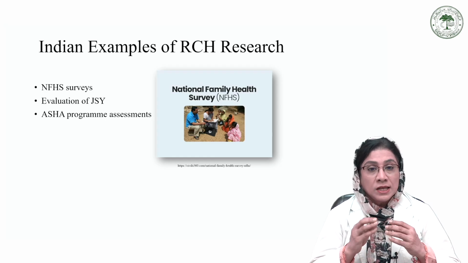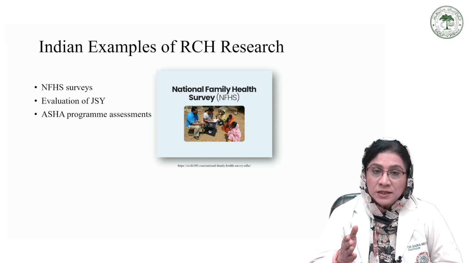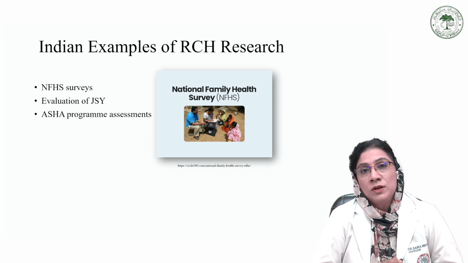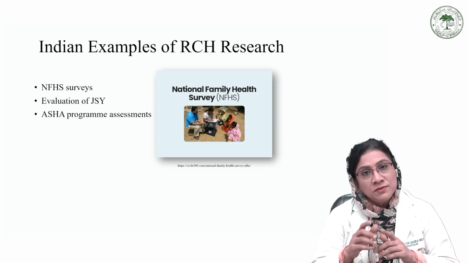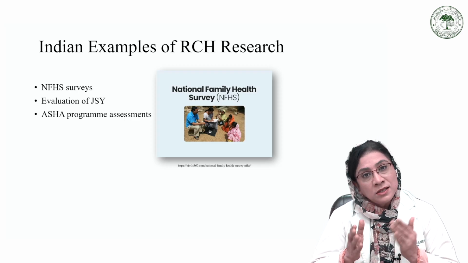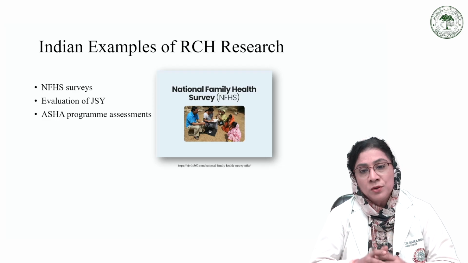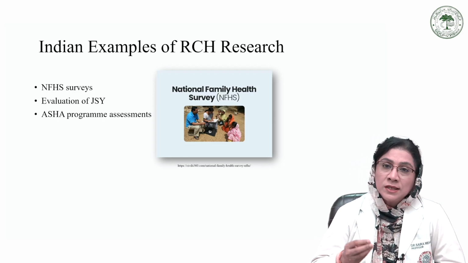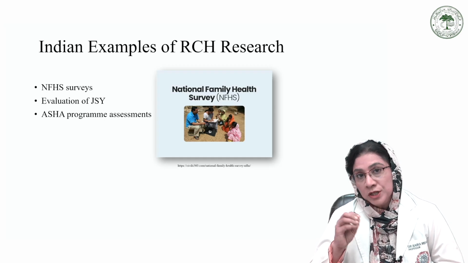ASHA evaluations highlight what frontline workers need: timely incentives, supportive supervision, and regular training to maintain high coverage. Together, these findings shape guidelines, budgets, and targets at national and state levels. Importantly, results are broken down by state, district, wealth, caste, tribe, and rural-urban to keep equity in focus.